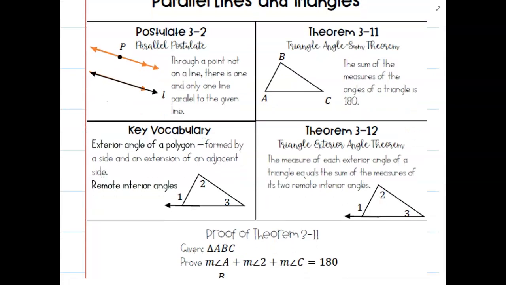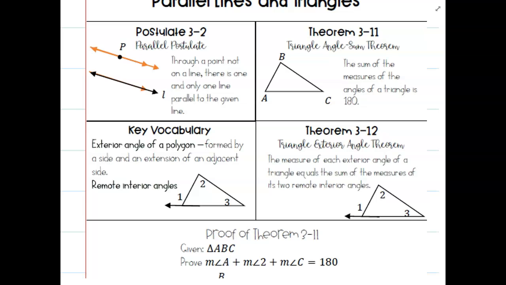So the first postulate is postulate 3.2, and it's called the parallel postulate. It basically says if I have this line, and then I've got a point, okay? Through this point, there is exactly one line parallel to that line that I can draw. No more, no less than exactly one line that I can draw parallel to this line, okay?